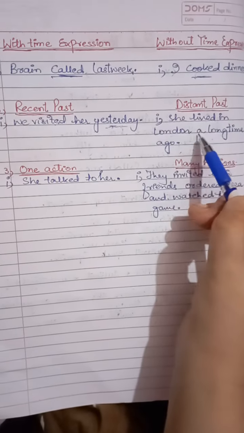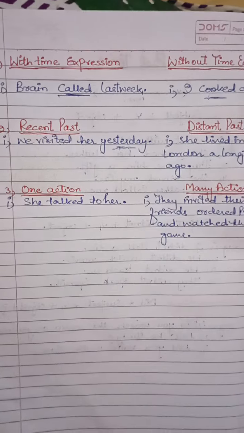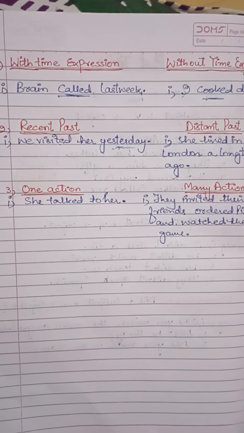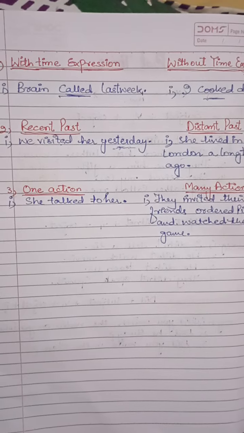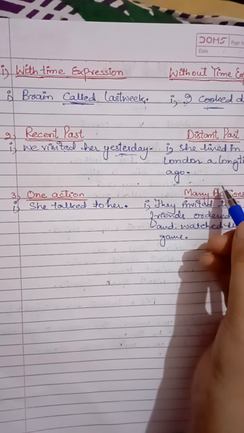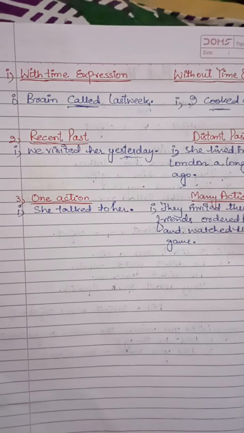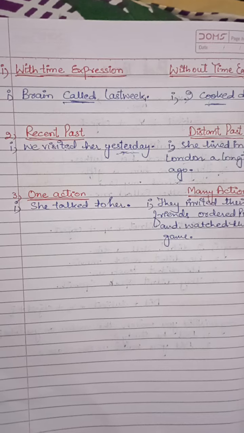She lived in London a long time ago. We could also use the past simple tense to talk about something that happened way back. So it doesn't matter, we can use it in all these cases.